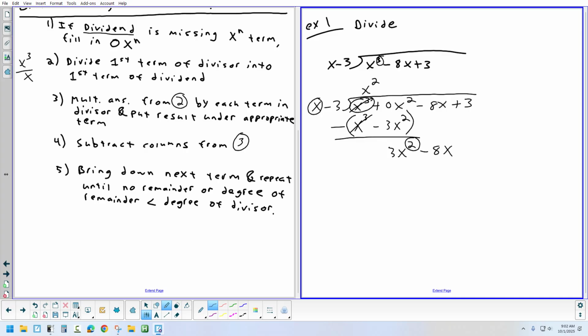You have to keep going until the exponent here is smaller than the exponent there. Okay? Exponent on the outside is a 1. Exponent on the inside is a 2. So until the number on the inside is smaller than the one on the outside, we're not done. Okay?